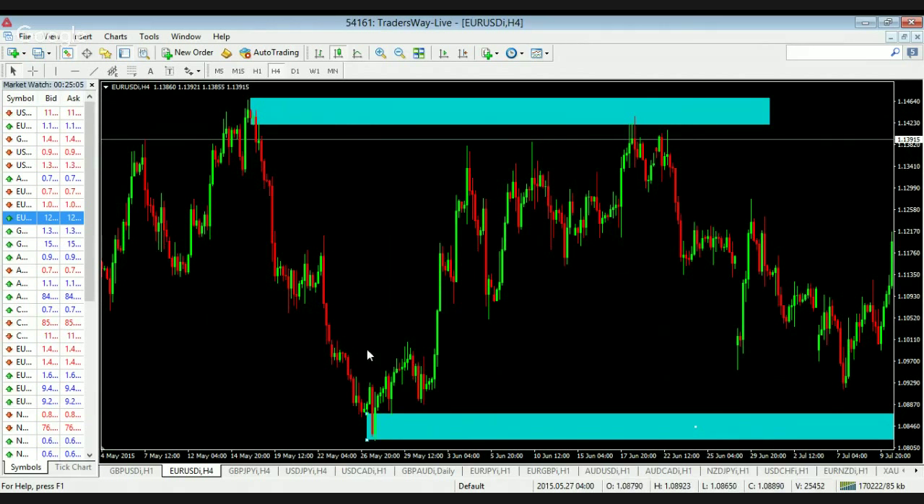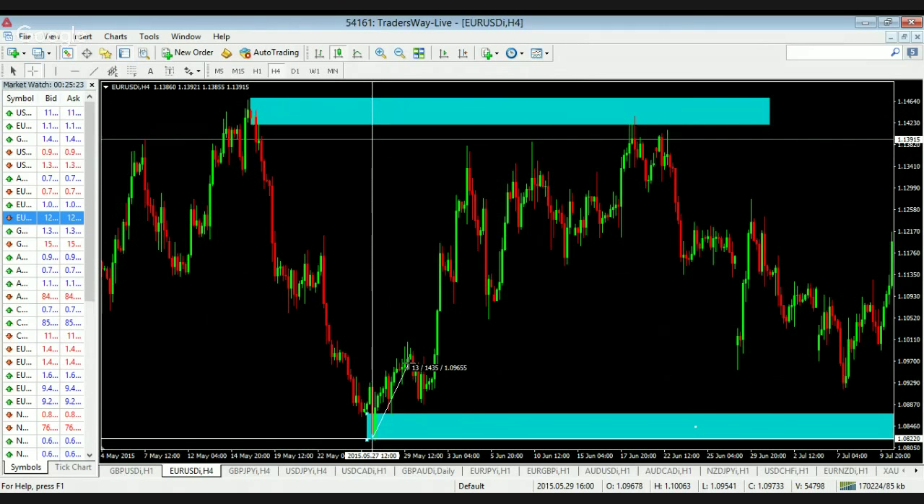And for those wondering, where do you place your stop loss? You want to place it outside of the zone. So if I'm looking for a sell right here, I'm placing my stop loss around this range. And if I'm placing a buy right here, I'm placing my stop loss around this range. And you can literally just ride it up.